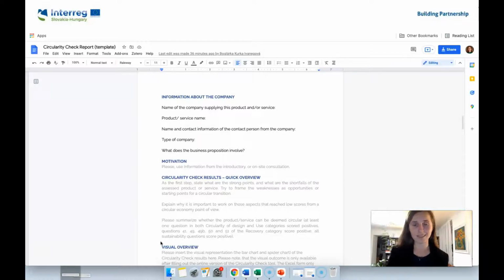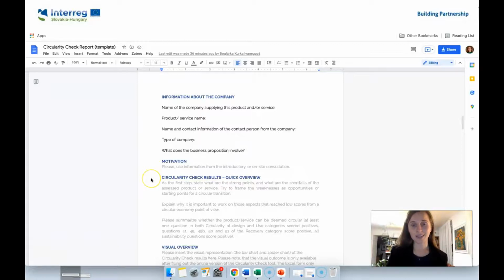In the next part, it is really important that you explain the motivation of the company. Here you can use the information that you gained from the introductory consultation or any other insights from the on-site consultation. You should be able to explain the interest of the company in the circular economy and what motivates them to undertake a journey towards a circular economy. It's important to then contextualize your recommendation with regards to these motivations.